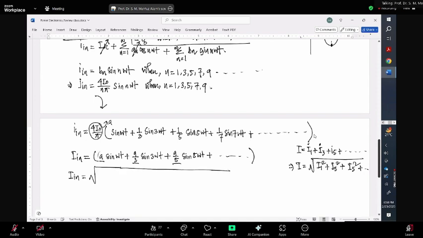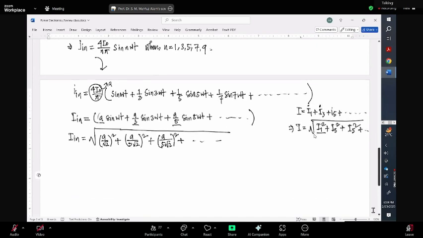What is the RMS value of the fundamental signal? It should be A over √2, right? And then we have to take the square of it. What is the RMS value of the third harmonics component? It would be A by 3, that is the amplitude, divided by √2, and then we square this. That should be my RMS value of the third harmonics component. What would be the RMS value of the fifth harmonics component? It should be A over 5√2 squared, and so on and so forth.